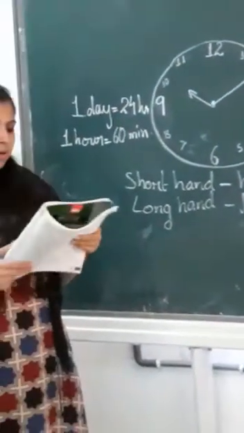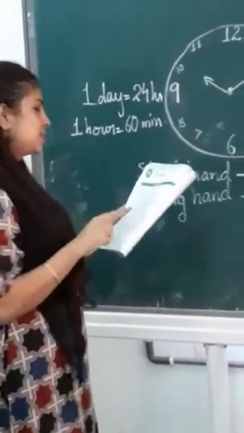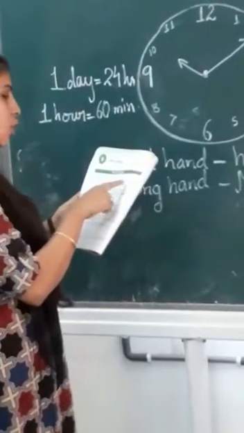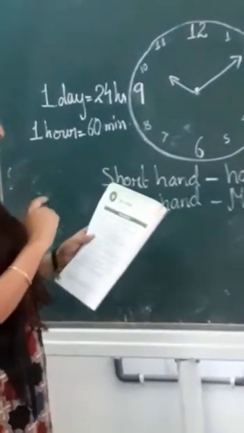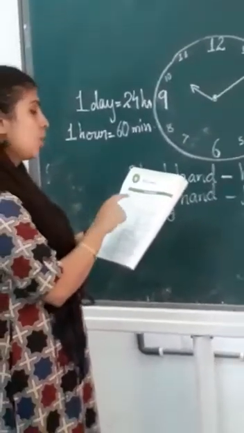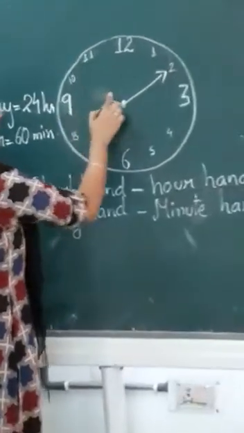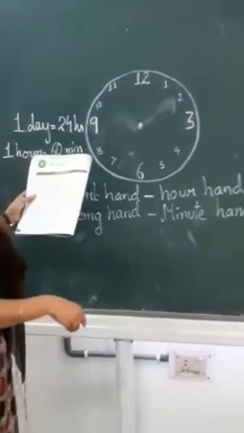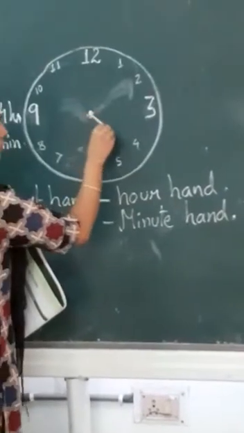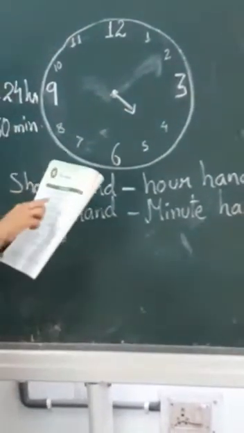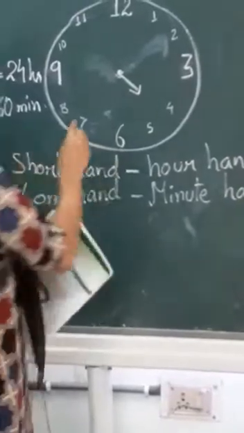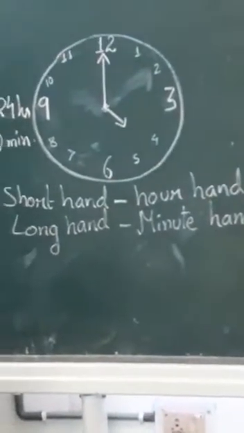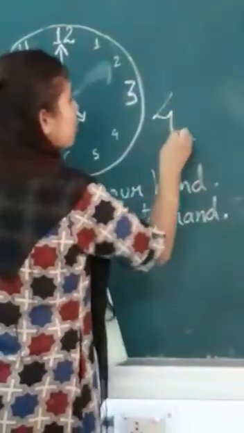Alright. Now, what time is it on a clock when the short hand is at 4 and the long hand is at 12? Now you have to tell me what will be the time on a clock. Okay, let us see what they are saying. They are saying that the short hand is at 4. So here it is 4. So short hand is at 4 and the long hand is at 12. Now what is the time? The time is 4 o'clock.